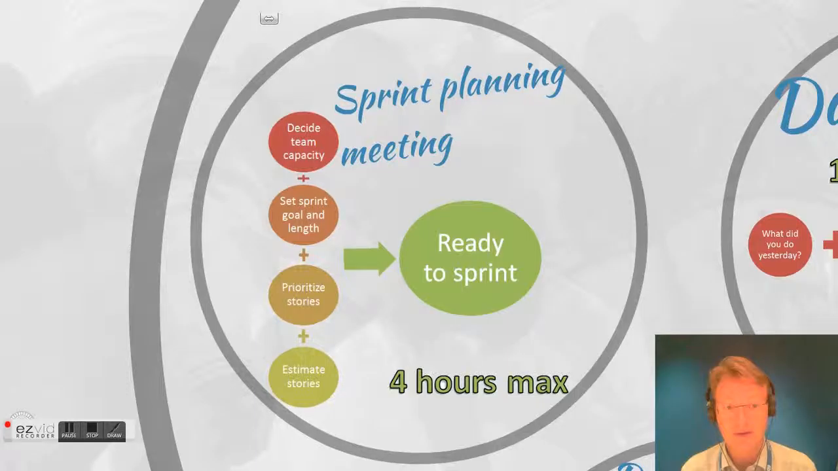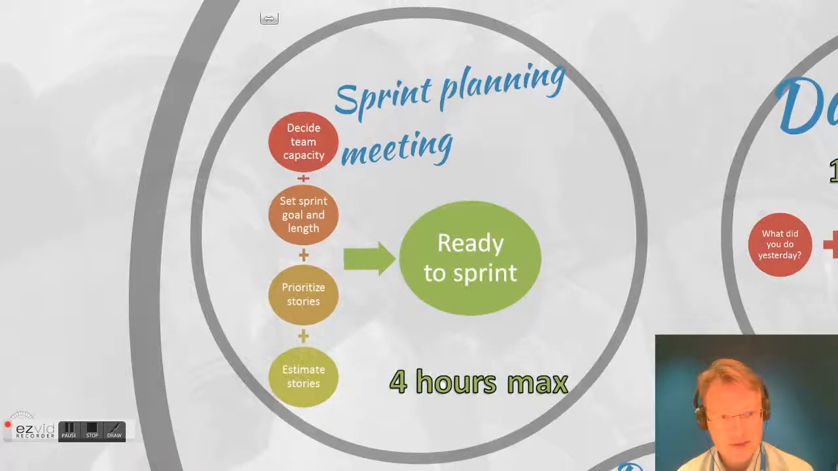What you do in the sprint planning meeting is you decide team members, the team capacity, how much work they think they can get done. You set a sprint goal, you remember the vision, you decide upon length, you prioritize the stories, that is the functionality that you think needs to be done, and you do the estimates. This is quite an interesting game, almost I would say sometimes, because remember, the product owner does the prioritization, but the team does the estimates.